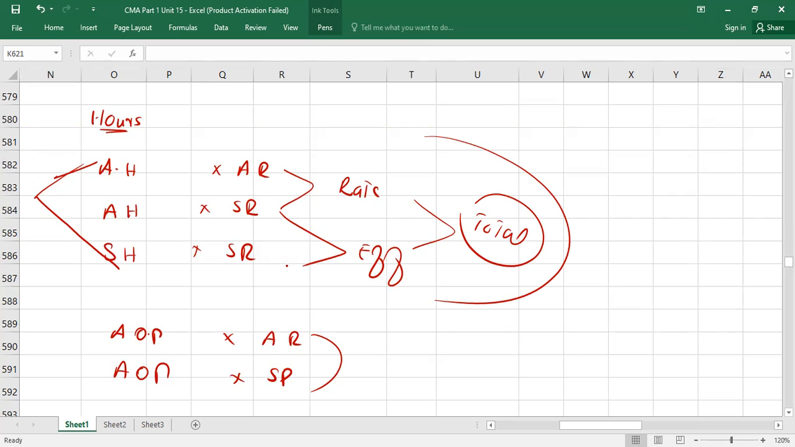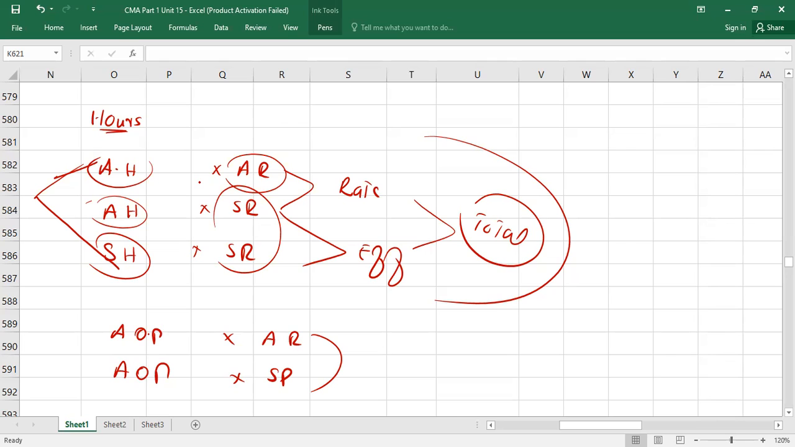Right or wrong? And then the other thing I told you: how to find actual hours, how to find standard hours, how to find actual rate, how to find standard rate. That's it. These 5 lines you cannot memorize, along with 2-3 formulas. This is total variable overhead variance.